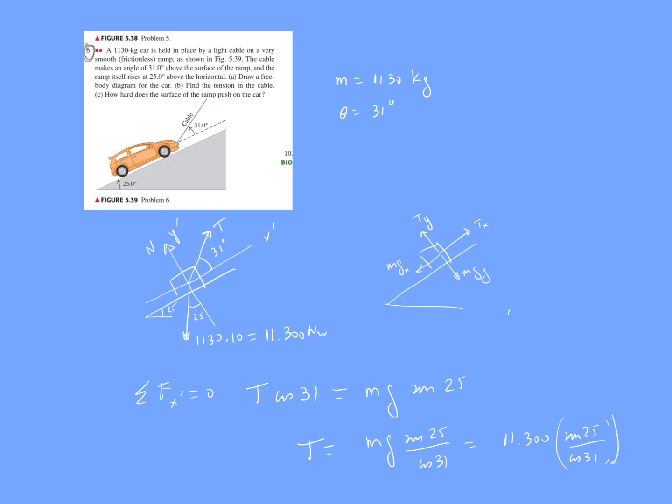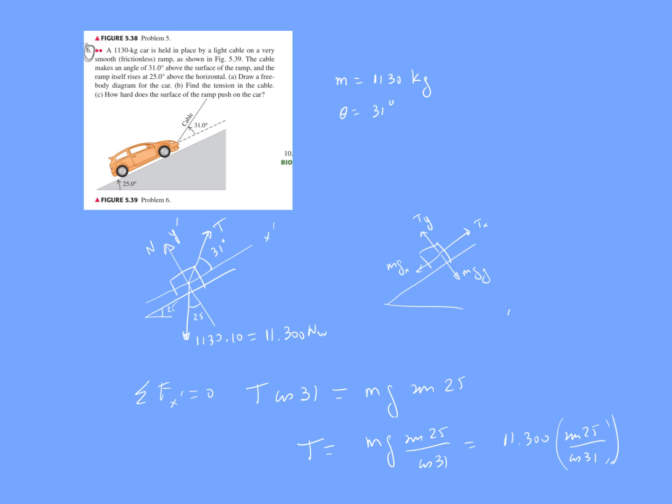Okay, the next problem is a car. The mass of the car is 1,130 kilograms. There is a cable. You read the problem, of course. There is a tension that is pulling here. The cable makes an angle of 31 degrees with the surface of the ramp, and the ramp is at 25 degrees. Draw a free body diagram.